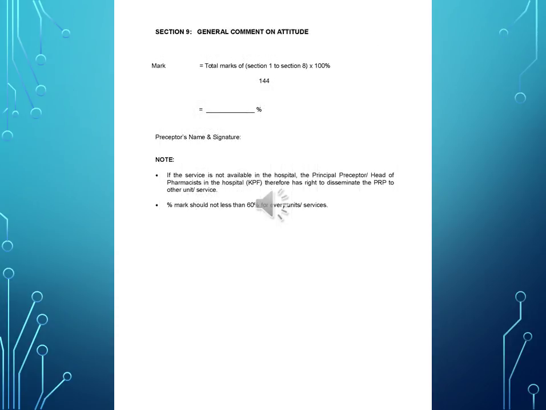Section 9. General comment on attitude. Mark equals total marks of section 1 to section 8 over 144 times 100%. Preceptor's name and signature. Note: if the service is not available in the hospital, the principal preceptor/head of pharmacists in the hospital, KPF, therefore has right to disseminate the PRP to other unit/service. Percent mark should not be less than 60% for every unit/service.